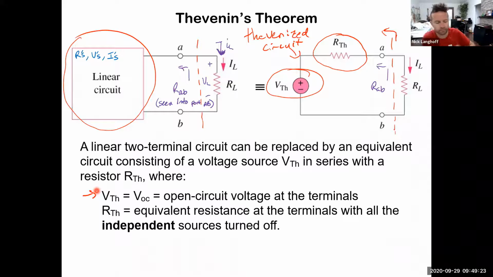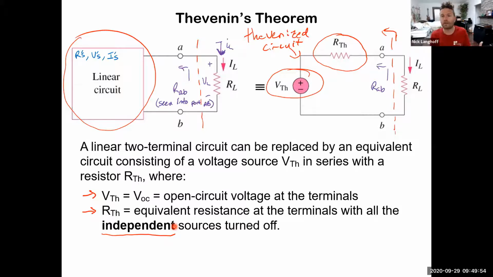That's V Thevenin. R Thevenin is the equivalent resistance seen at the terminals with all of the independent sources turned off. All right. Very important that you can only turn off the independent sources. You can't turn off the dependent sources, as we'll discuss in a moment, because they change the current and voltage relationship at the port, which we'll talk about more as we go through.